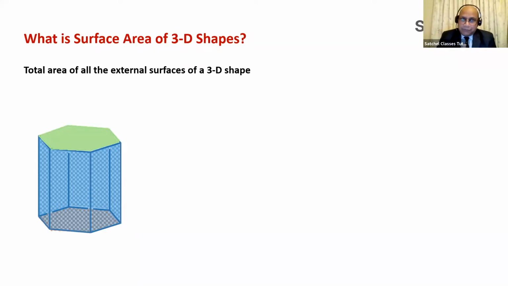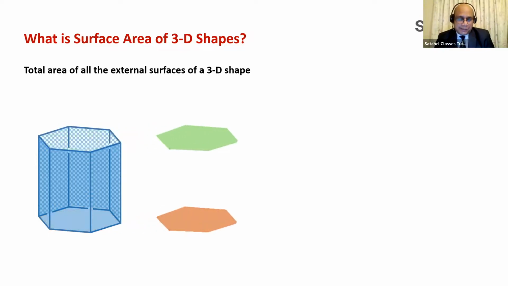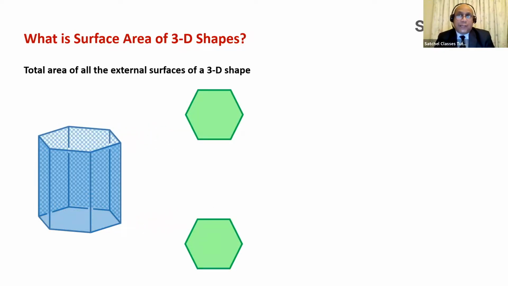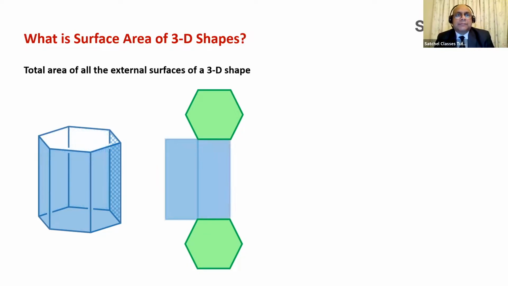For example, if you look at this hexagonal based prism, what are the external walls or external faces of this 3D shape? Well, as you can see, it has two hexagonal bases, one on top and one at the bottom. Then, because it's a hexagonal prism, it has six rectangular walls. We're just opening up the walls. As you can see, there are six of them.